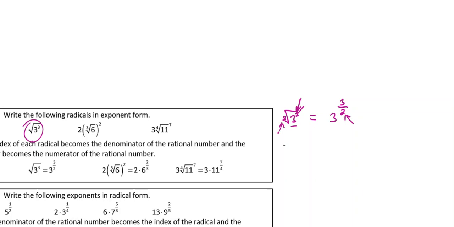This would be the same thing if it was written this way. If I would have had the square root, I'll put a little 2 there, of 3, and then the whole thing was to the power of 3, that would also still be 3 to the power of 3 over 2. It doesn't matter. Do you see how in the first one the exponent was under the square root, and in the second one the power was outside, in brackets? It doesn't matter. It's just that the power is the top number.